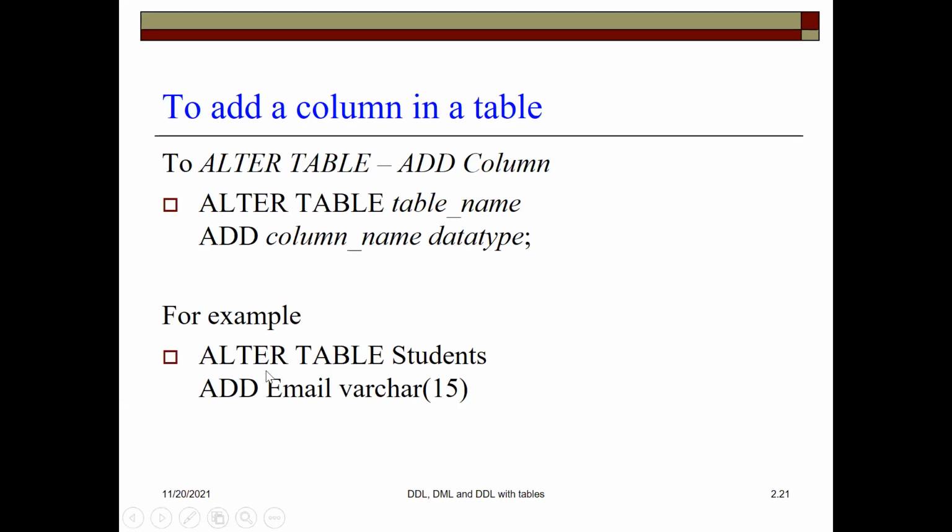So this is the example here. Alter table student. Now the system knows that you are going to alter the table called student. Then when you say add, in this case you are adding the email. The email is the column that you're adding, and varchar is the data type, and then you also specify the domain.